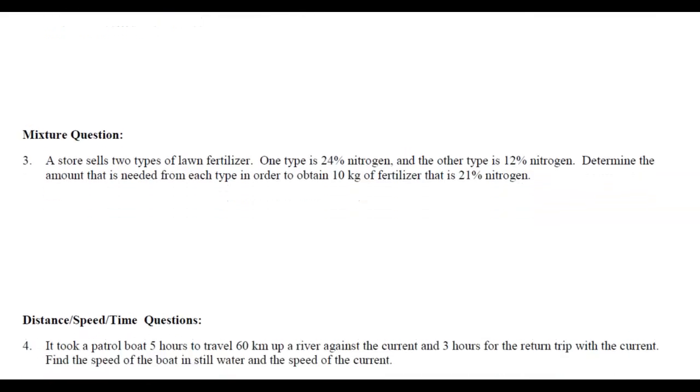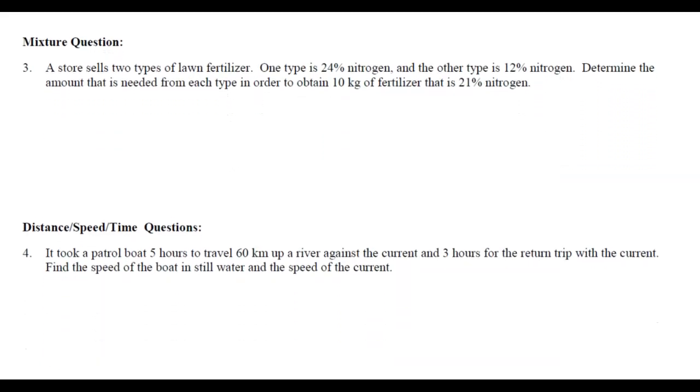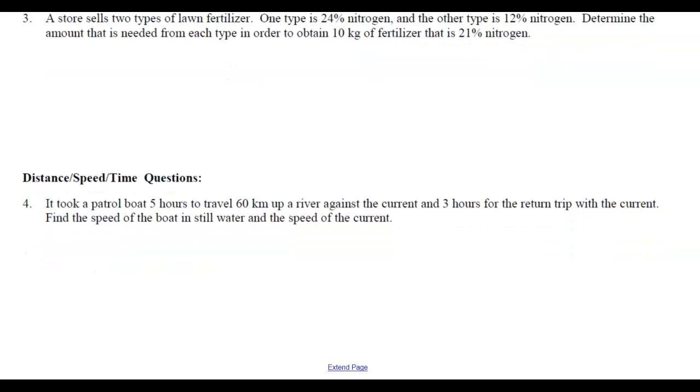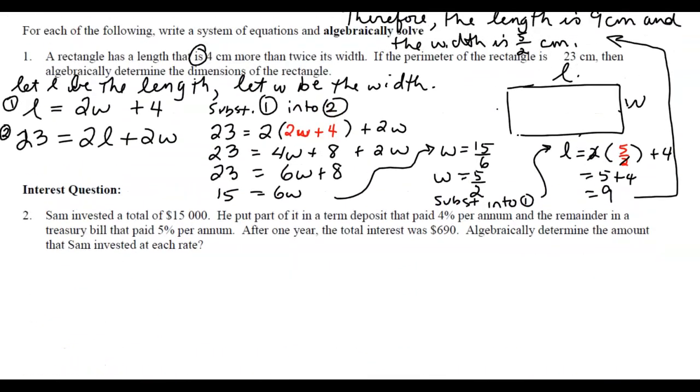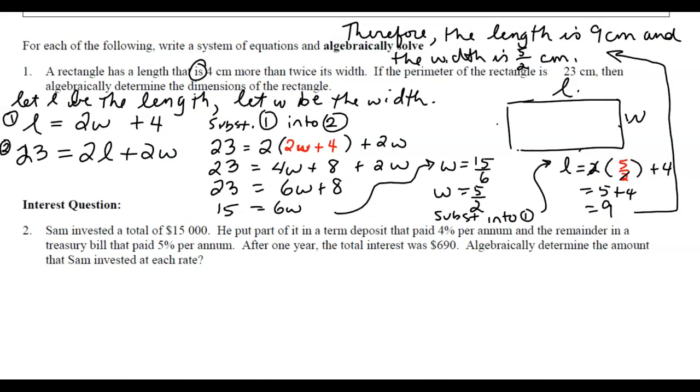items, substances, often it's chemistry like a solution, sometimes it's a mixture of food items, that kind of thing, and then distance, speed, and time. Those are the most common ones. Okay.